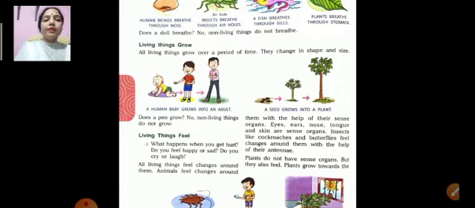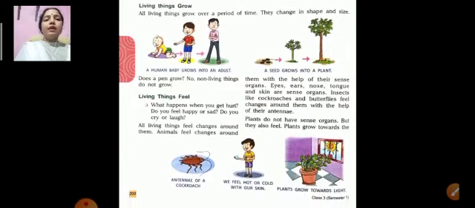Living things feel. What happens when you get hurt? Do you feel happy or sad? Sad, right? Do you cry or laugh? Cry, right? Yes, because you can feel, because you are a human being.